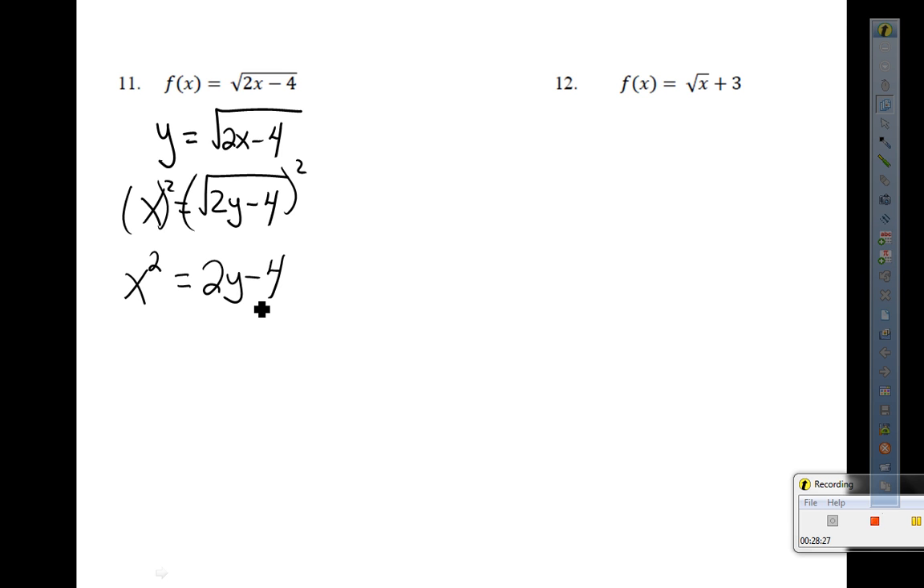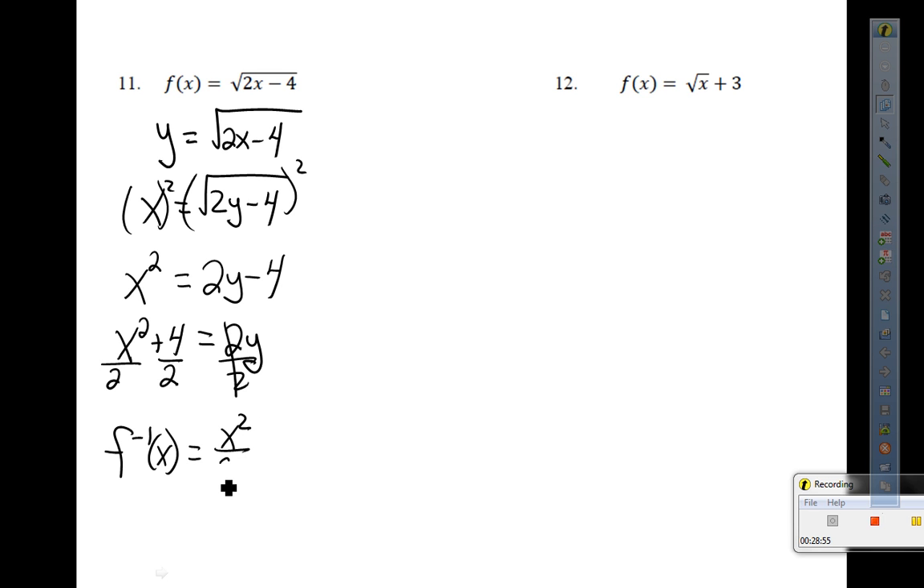I need to solve this thing for y, so let's add 4 to both sides. So I've got x squared plus 4 is 2y. And then to solve for y, let's divide each thing by 2. So that's gone. My final answer, f negative 1 of x is x squared over 2, or you could call it 1/2 x squared, plus 4 divided by 2 is 2. So there we got it.